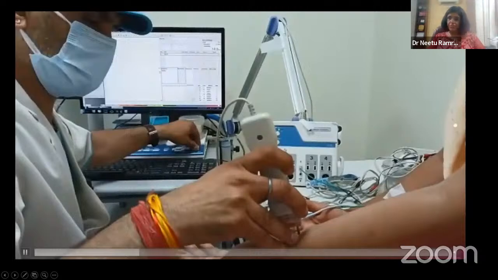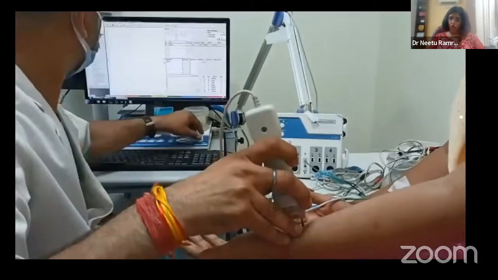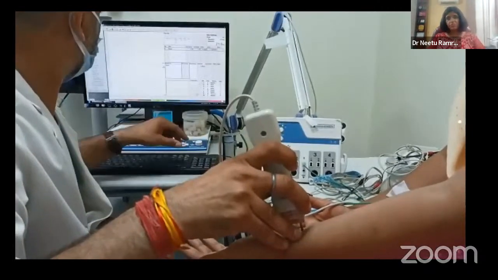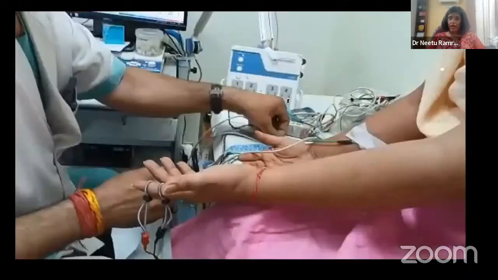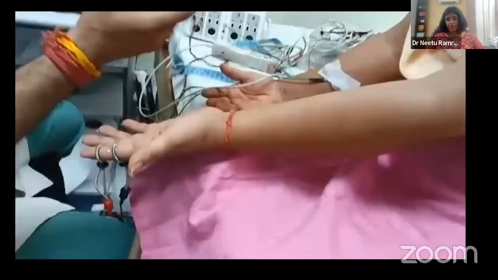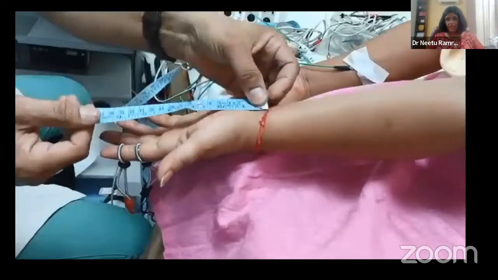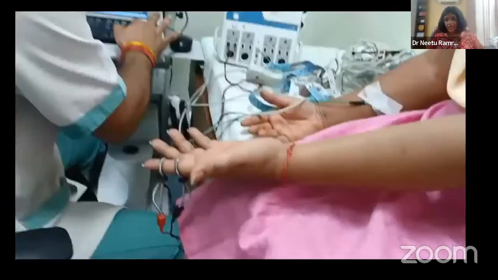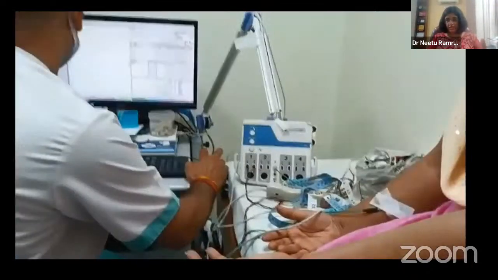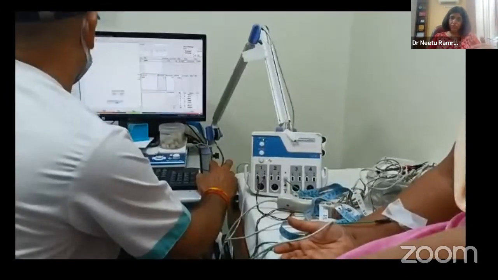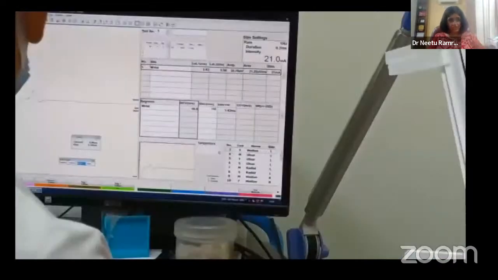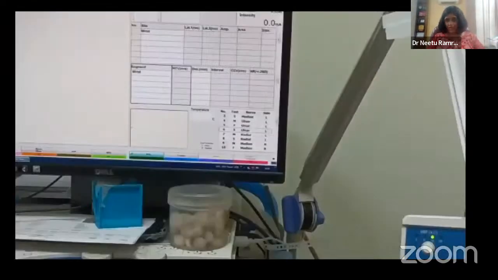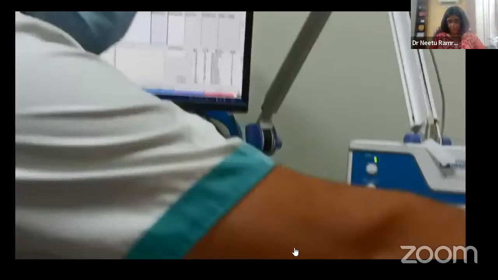Since sensory potentials are very, very small potentials, they need to be amplified. After amplification, we can separate the true potentials from the noise. There's a lot of averaging which is done whenever we are doing these studies, because we need to amplify the very small potentials. You can see there's a graph which came in on the video.